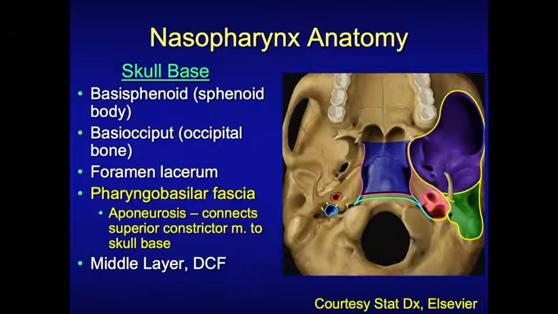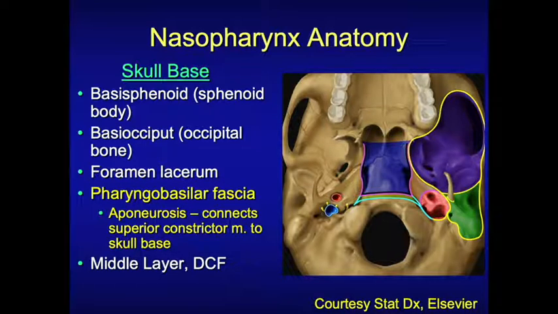So this skull base view shows how the nasopharynx interacts with the skull base. So the nasopharynx is seen here in blue. We have important structures here. We have the basisphenoid. We have that sphenoid bone anteriorly, the sphenoid body, and then more posteriorly, the basiocciput made up of the occipital bone, and along the posterior margin, the clivus.